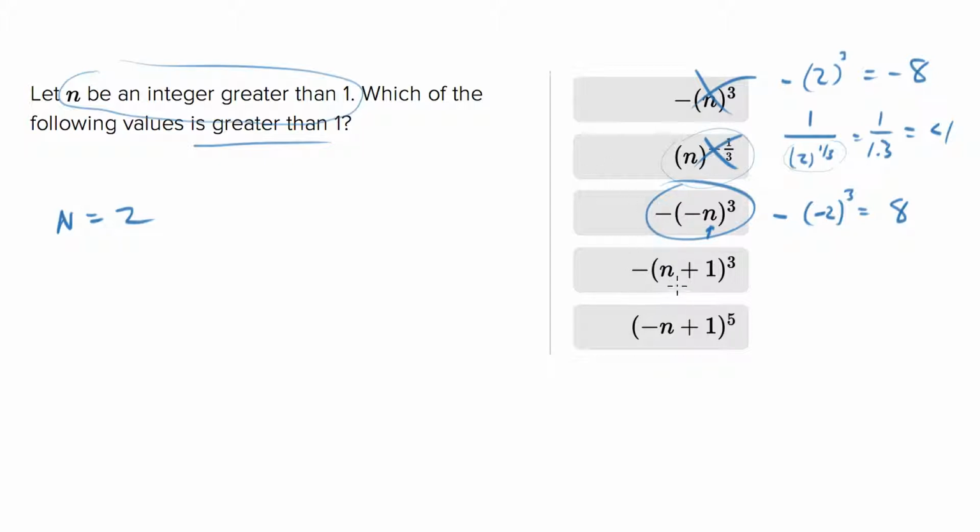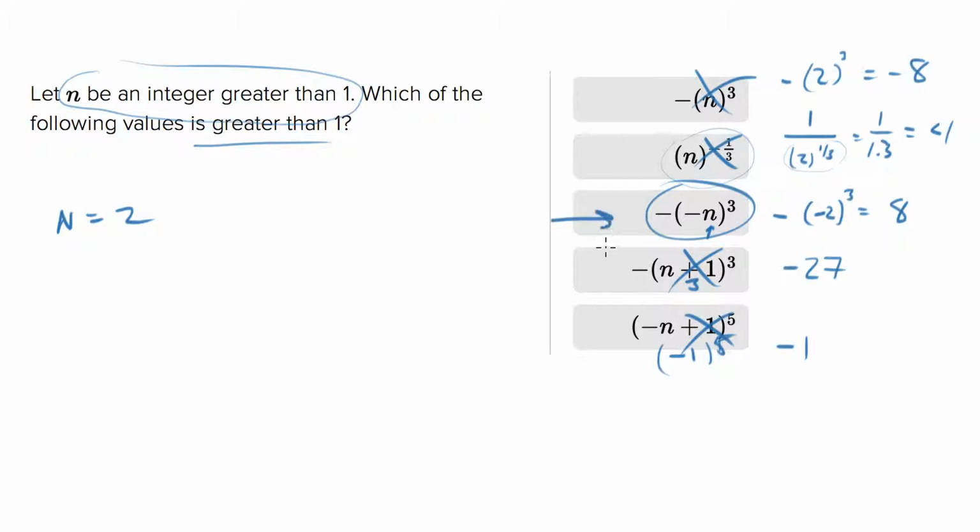Then plug in: 2 plus 1 is 3. 3 cubed is 27, negative 27 right there. And then this one is negative 2 plus 1, which is negative 1, to the 5th is negative 1. That's not your answer. So in this case, the only one that was positive was the middle one.